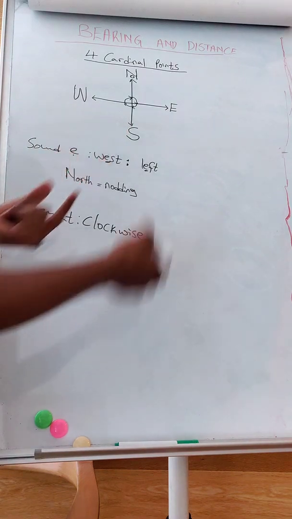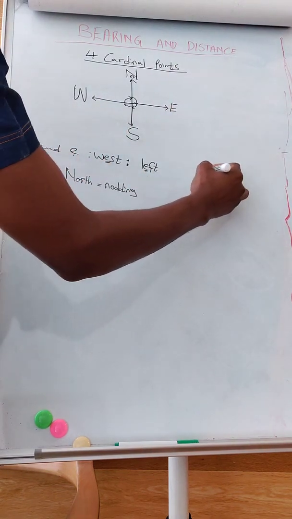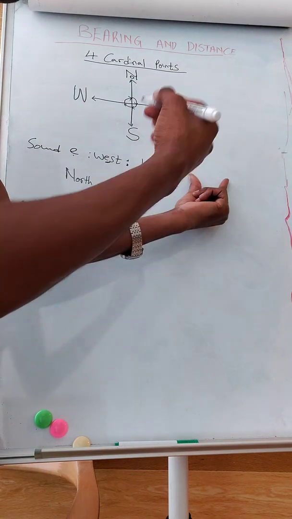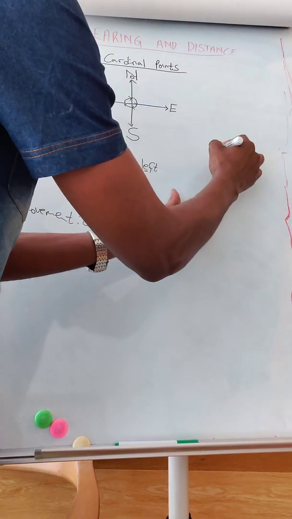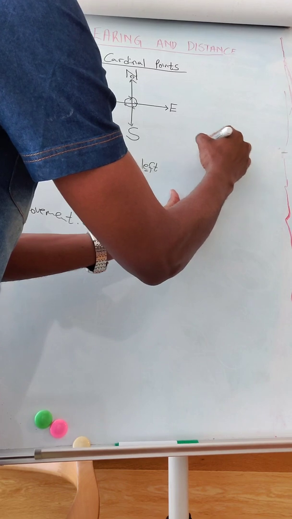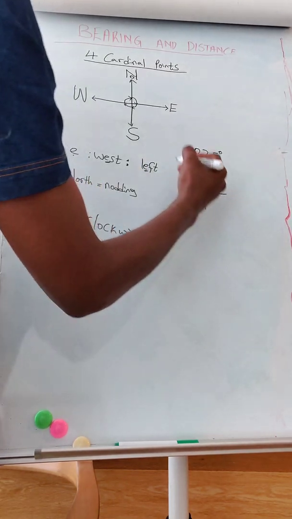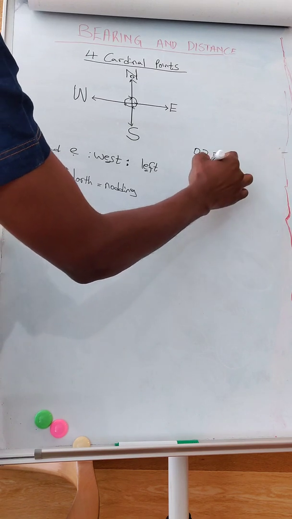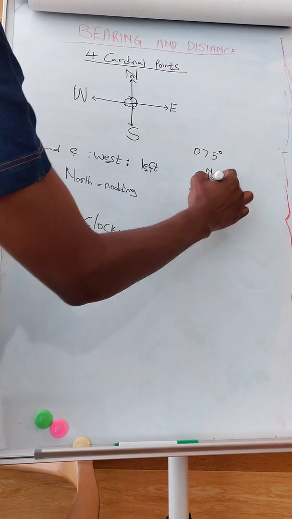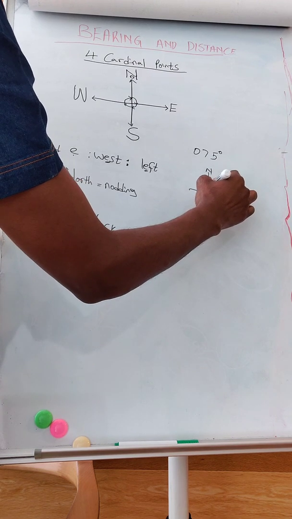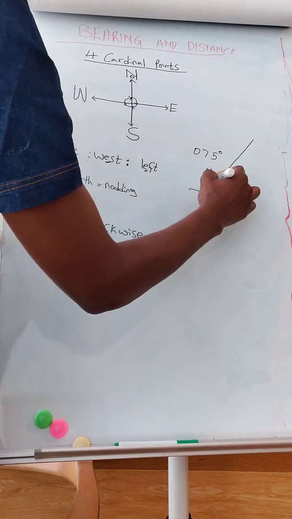For example, maybe 90, or you were given just 75. So ordinary 75 must always be in 3 figures. This one now, 75. This is the north, so this is 0. 75 will be around this direction. So we just say what?